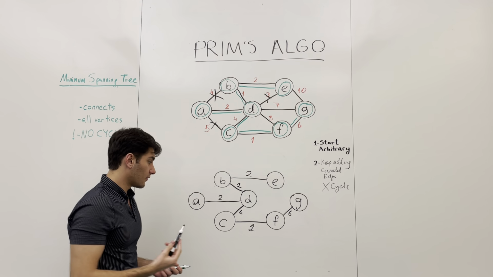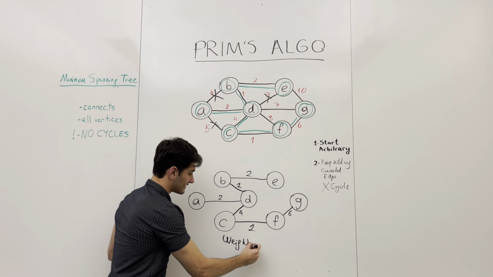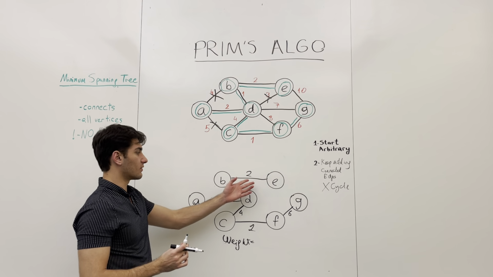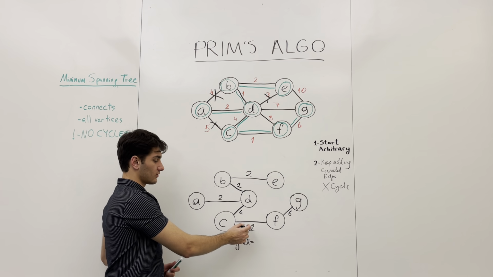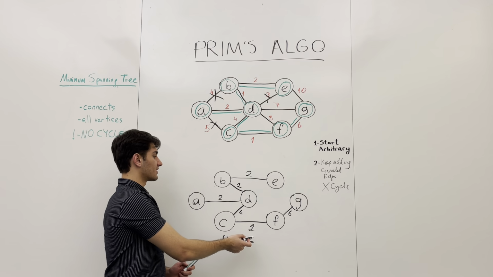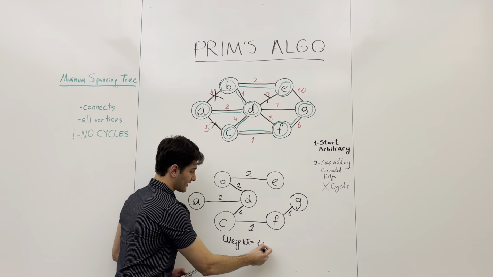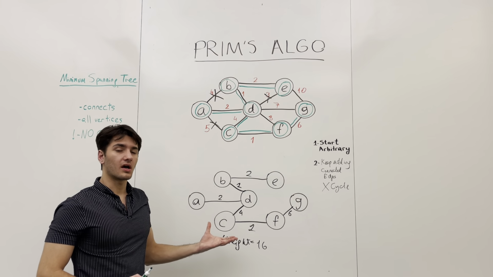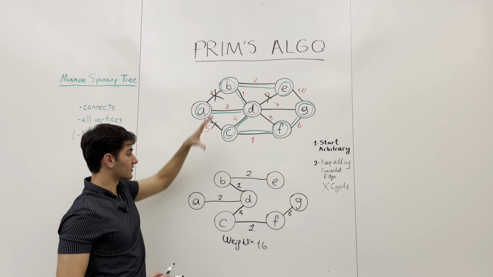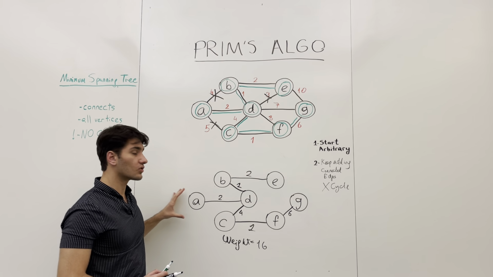And if you wanna find the weight of this graph, we simply add all the edge weights that we have, which are 2, 4, 1, which makes 7, 8, 10, 6, which makes 16. So this is our total weight, and this is what Prim's algorithm does to a graph. It creates a subgraph with the minimum edge weights possible that connects all the vertices.